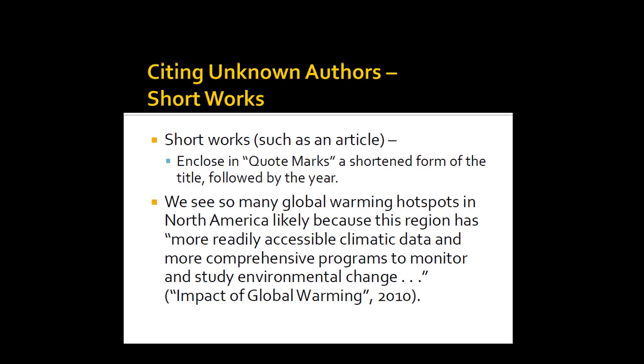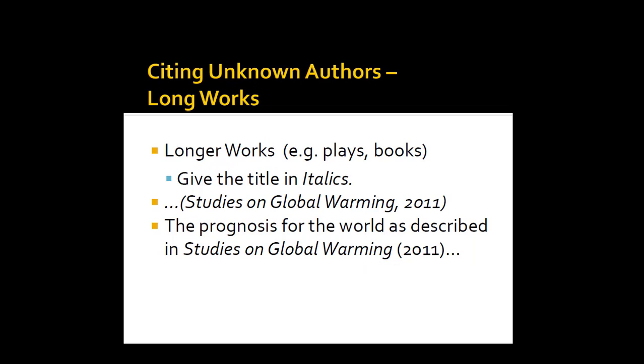When you're citing works that do not have a known author, such as with a journal article, you enclose a shortened form of the journal article in quote marks, followed by the year. When dealing with a longer work, such as a book or play, you give the title in italics. Again, follow it with the year. When in the signal phrase, you use the full title.